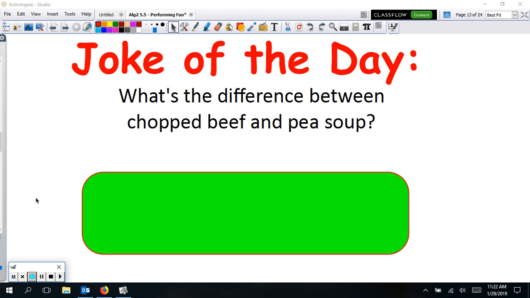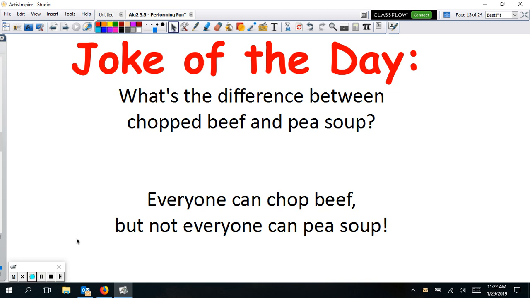All right, let's take a break and do a little joke of the day. What's the difference between chopped beef and pea soup? You heard this one before? Well, here it is, if you were wondering: the difference is everyone can chop beef, but not everyone can pea soup. That's the difference. So I hope that didn't gross you out too much on that one.